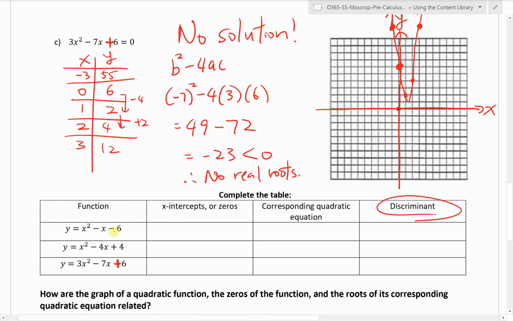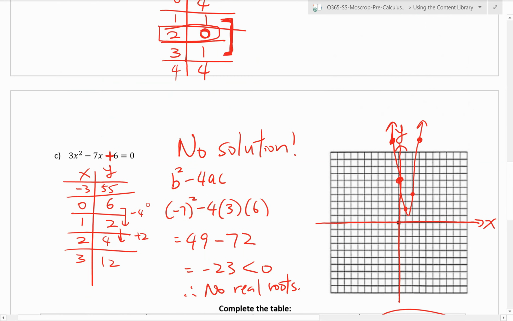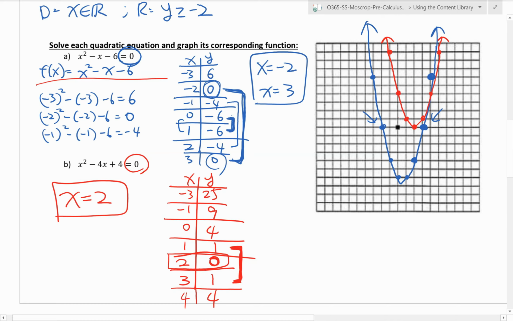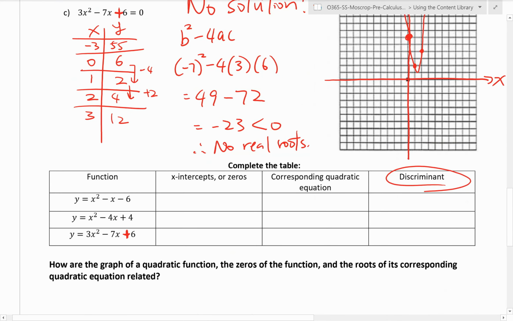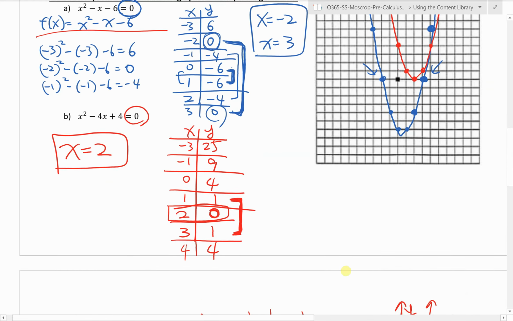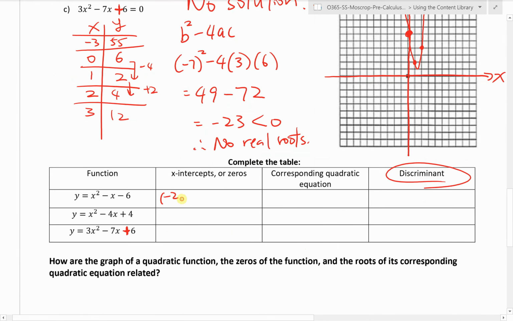Okay, so here is the first function right here. Right, here's the corresponding function. Okay, the x-intercepts, well, we had our x-intercepts. They were -2 and 3. -2, 0, and 3, 0. The corresponding equation is x squared minus x minus 6 equal to 0. What was the discriminant? Well, I don't know actually. Let's calculate. It's b squared, so -1 squared minus 4 times a times c. This is +25, I think. Yes, again, this is bigger than 0.